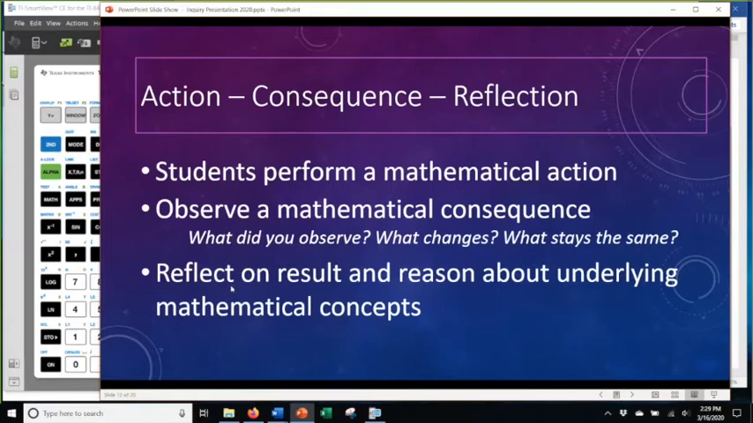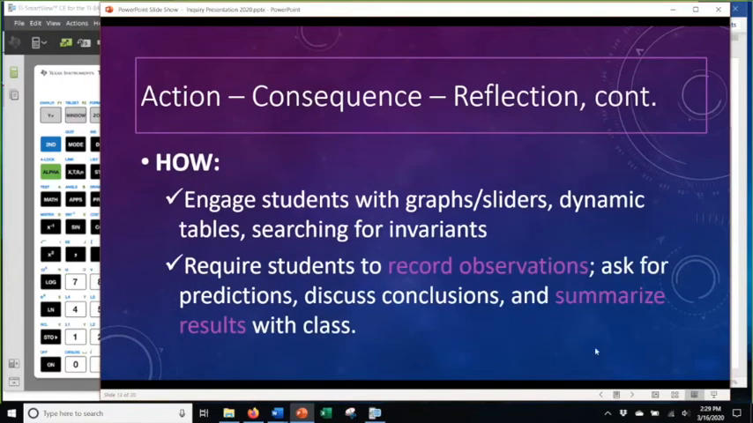So a really important point is you have to give students the opportunity to reflect. You have to give them the opportunity to discuss. And especially important is to summarize for the class, either by the teacher or by students, so that the important mathematical learnings are not lost. So we do this by engaging students with graphs, sliders, dynamic tables, or searching for invariants. These are 3 different categories of action, consequence, reflection activities that we're going to see today.